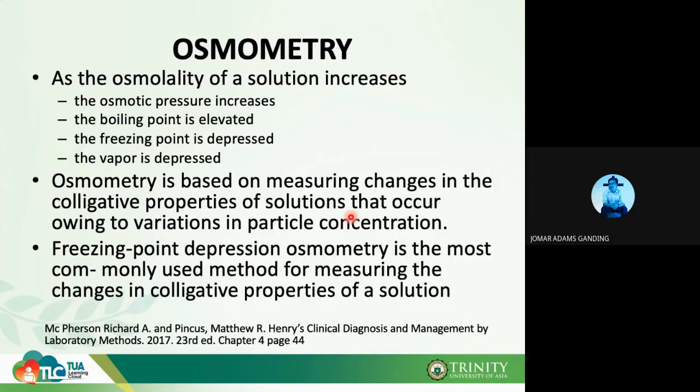Okay. So osmometry is based on measuring changes in the colligative property of a particular solution. Once there is an increase of particles, take for example a lot of glucose, a lot of BUN, or a lot of sodium, it will affect your osmolality. And take note, we measure osmolality by measuring its colligative properties. Among those four colligative properties, osmotic pressure, boiling point, freezing point, and vapor pressure, the most commonly used method for measuring changes in the colligative properties of a solution is your freezing point depression.